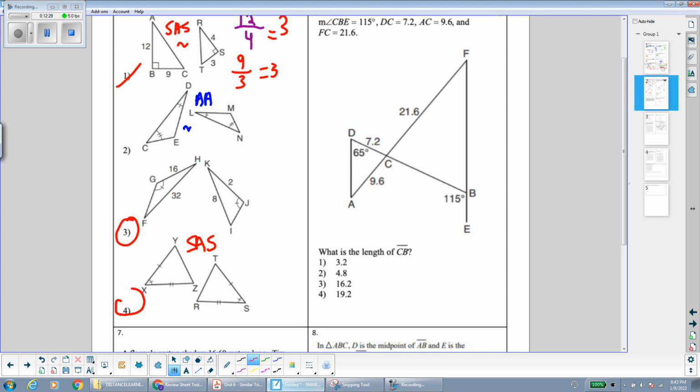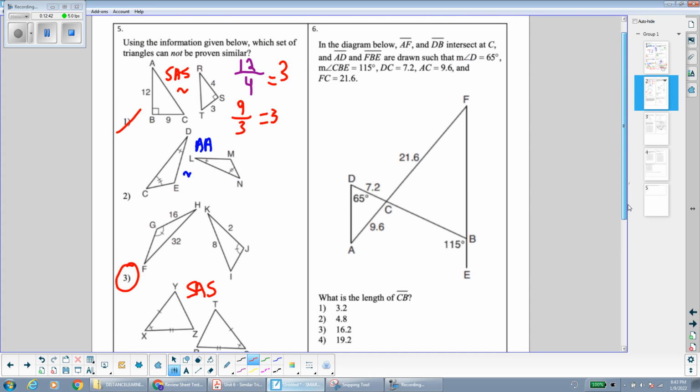So let's pick this out. Let me cross off this answer choice. Sorry about that. Not the one we're looking for. These triangles are similar to each other. They're also congruent. Okay, let's take a look at number 6.